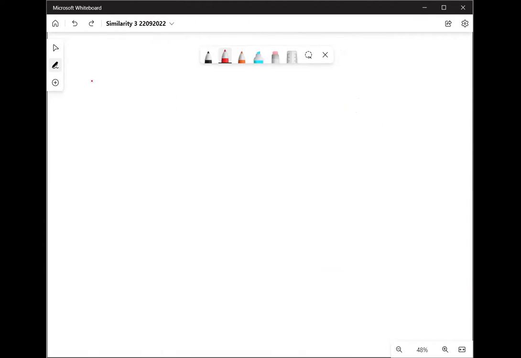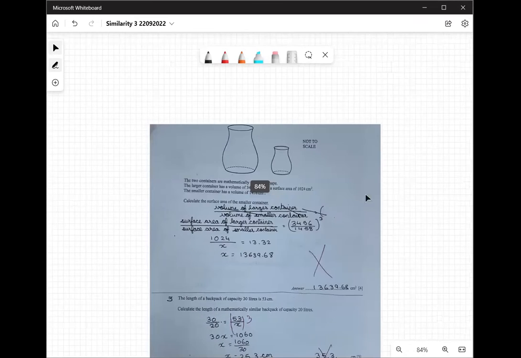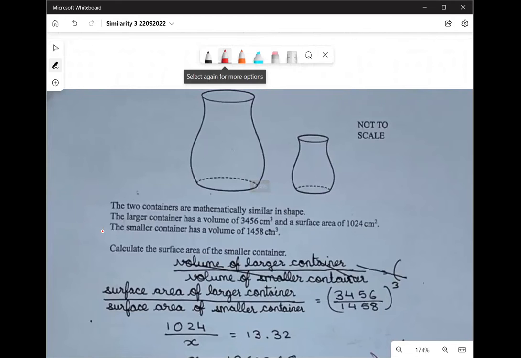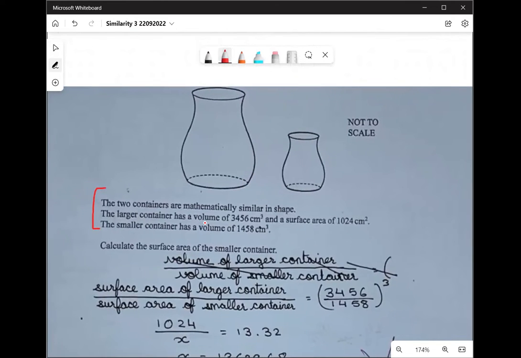And then let's go here. I'm going to open your question. Look at the question here. Can you see this? Rachit, read the question. Two containers are mathematically similar in shape. The larger container has a volume of 3,456 centimeter cube and a surface area of 1,024 centimeter square. The smaller container has a volume of 1,458 centimeter cube. Zahra, read the next thing. Calculate the surface area of the smaller container.